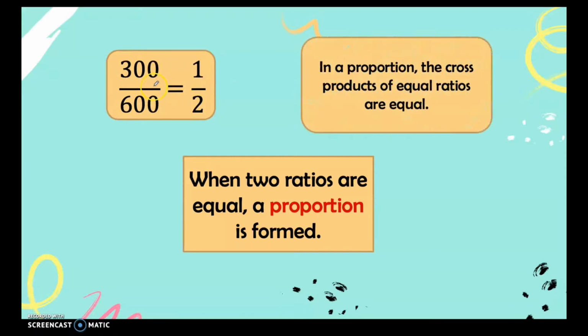What we're going to do is cross multiply the given numbers. We have here 300 times 2, that is 600, and 600 times 1 is 600. You can also write this as 300 is to 600 equals 1 is to 2. These two ratios are called a proportion because they are equal to each other. They are proportional to each other.